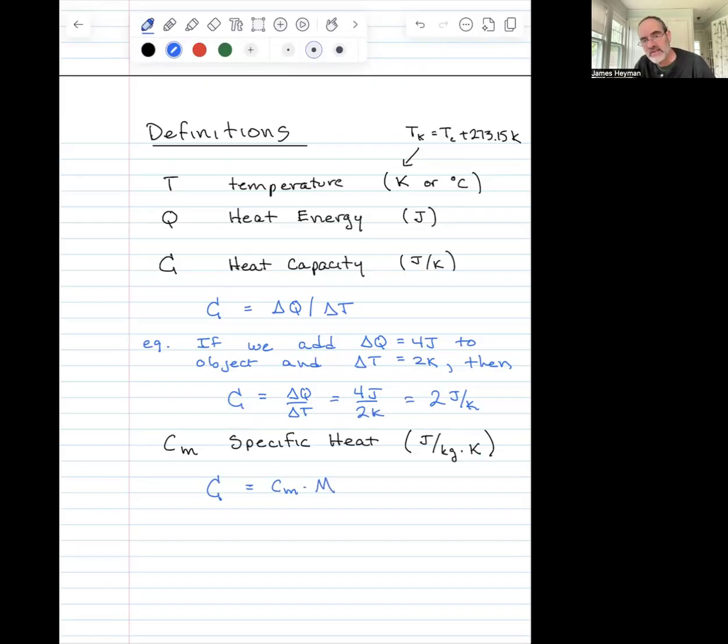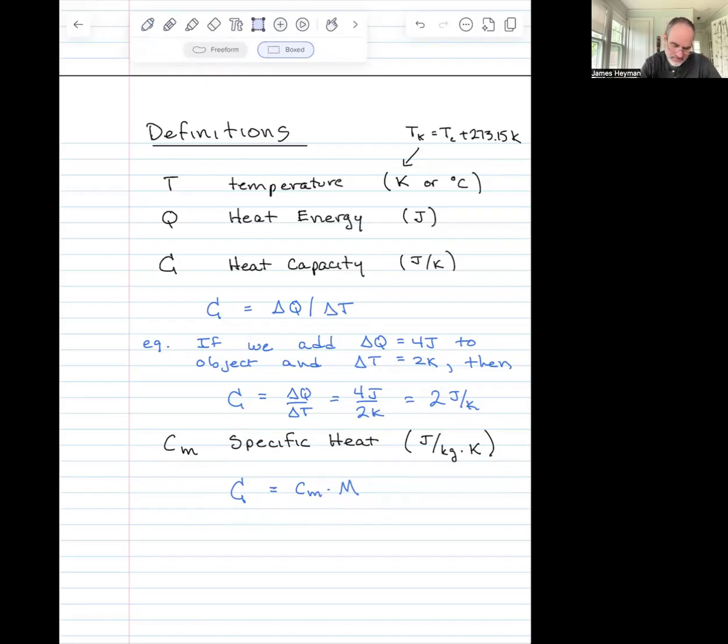You've probably seen heat capacity and specific heat before, and you might have seen other forms of specific heat, such as the specific heat per mole of substance, or the specific heat per cubic centimeter of substance. All right? But here we're using specific heat versus mass. Okay?